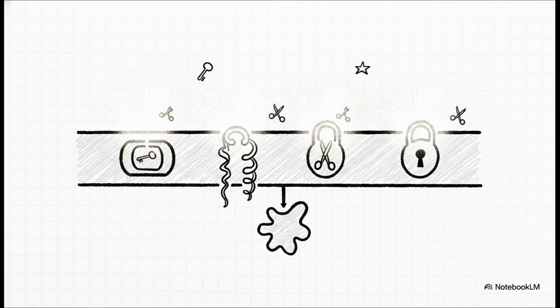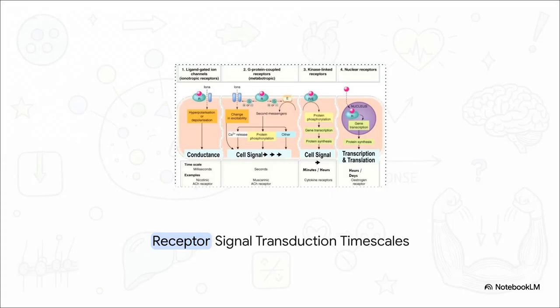When a drug binds to one of these, it forms a drug-receptor complex. And the absolute golden rule here? The magnitude of any cellular response you get is directly proportional to the number of those complexes that are formed. And get this, the speed of your medication depends entirely on the type of lock it targets.